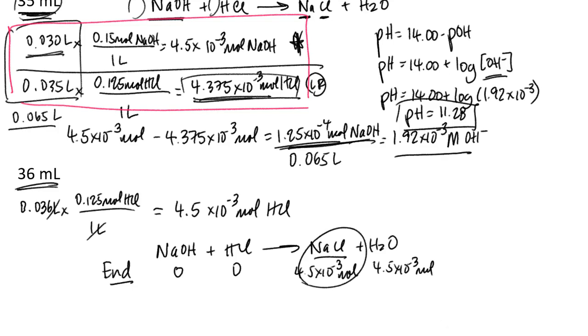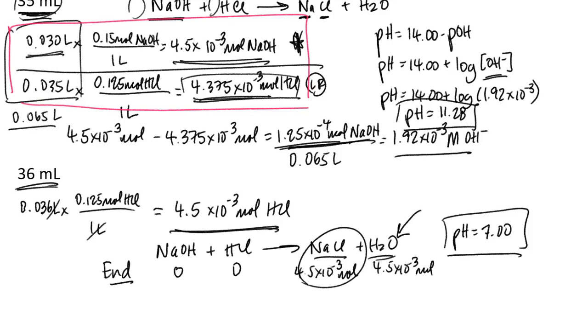Now again, neither of the sodium chloride ions would actually contribute significant acidic or basic behavior, and that just leaves me with water in its pure state. If you recall all the way back to the beginning of chapter 16, when we were discussing water and its pH behavior, water in its pure state has a pH of 7. So after having added 36 milliliters of this 0.125 molar hydrochloric acid, I would have added equal amounts of moles of both acid and base. That means I've reached the equivalence point of the titration.